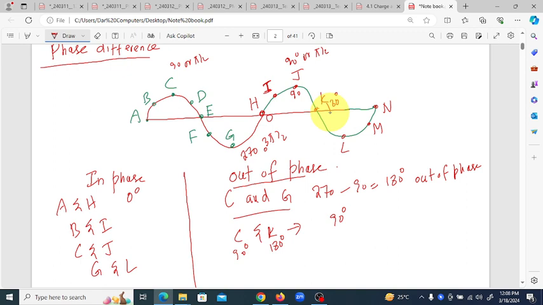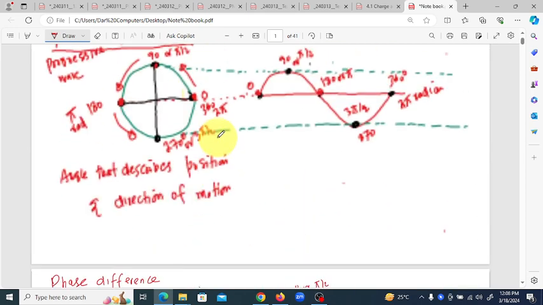So the phase difference is 90 out of phase. These 2 points are 90 out of phase. So you can check all the points, the angle, and then find the difference between the 2 points. Okay, so this is the progressive wave.